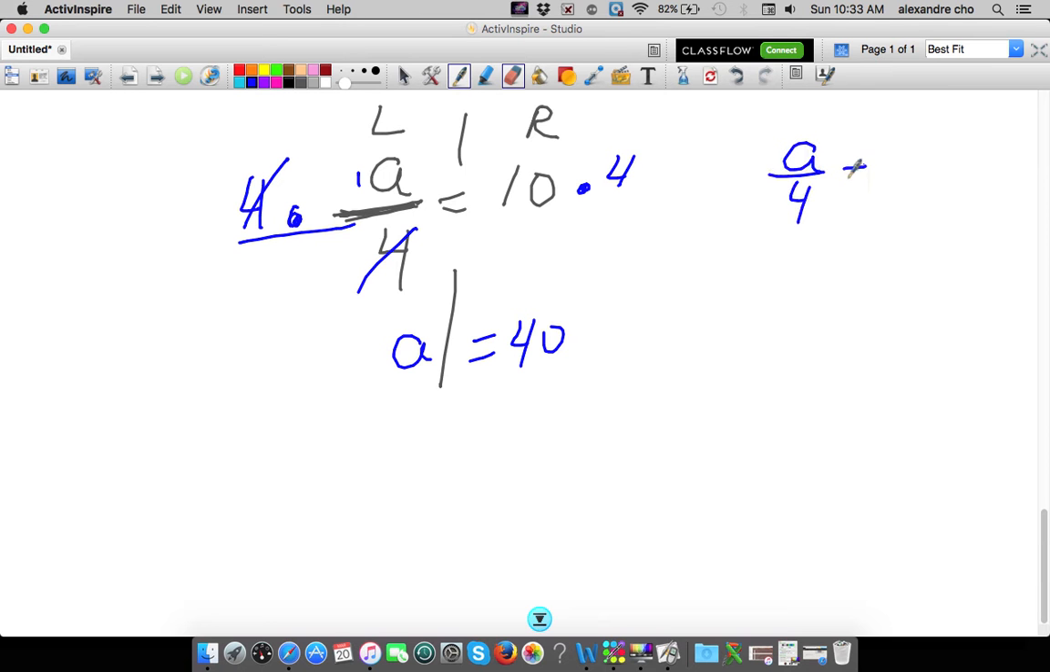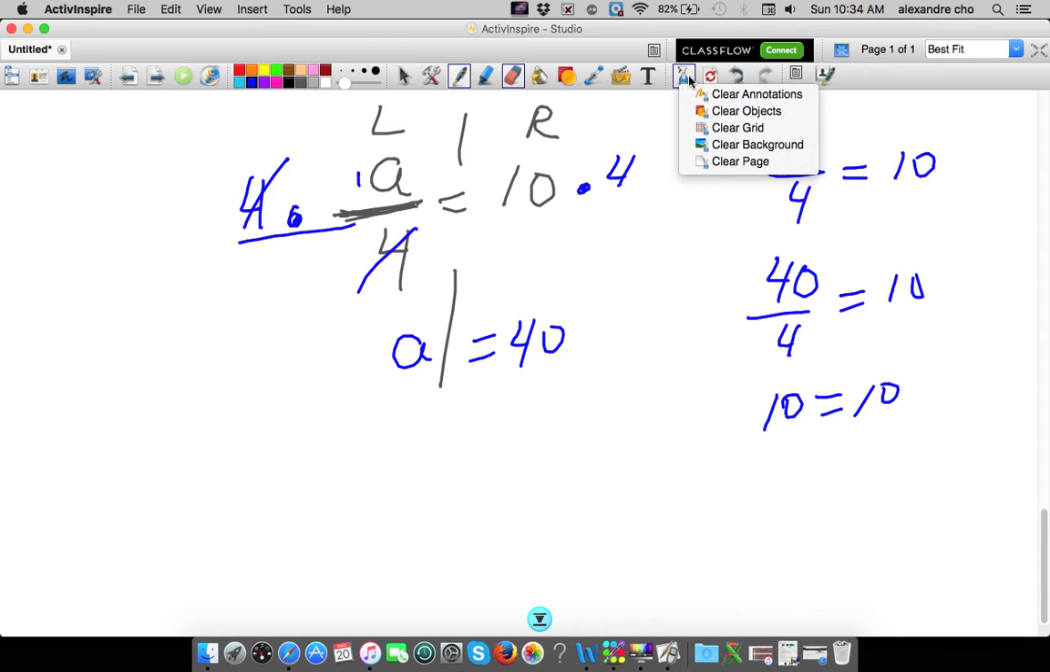A over 4 equals 10. Is that true? A is 40, so 40 over 4 equals 10. And let's see if that's true. 40 over 4, it is indeed 10, and 10 equals the other side. So that was the one I forgot. Okay, let's move on to 9.